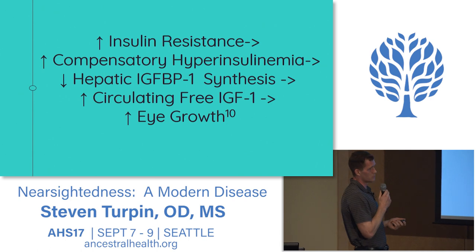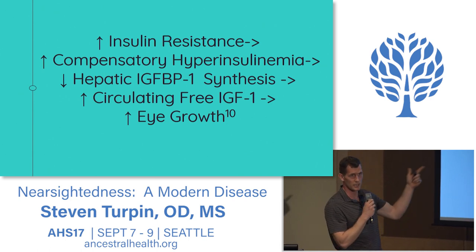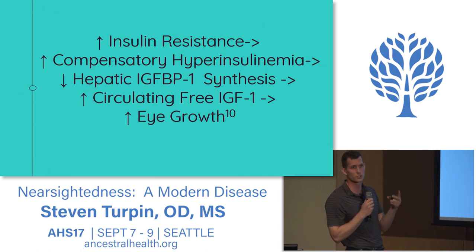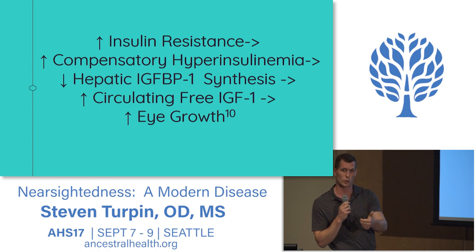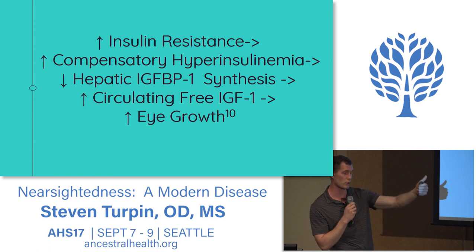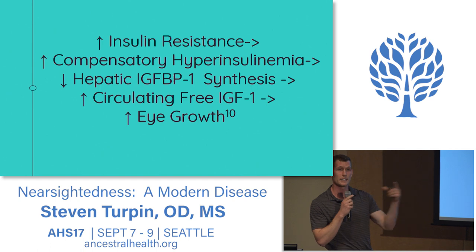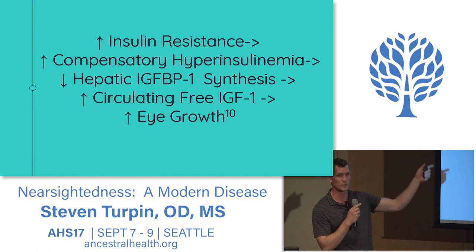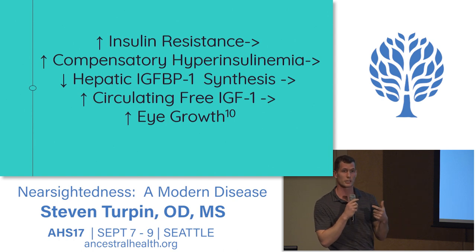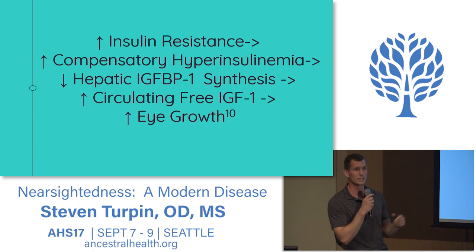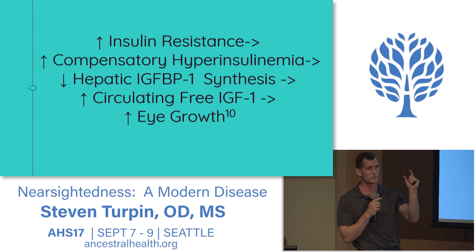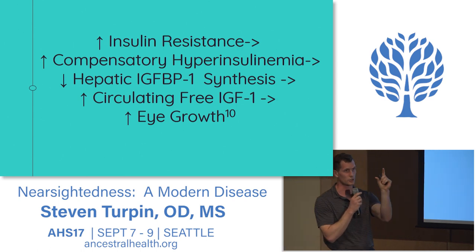And what we've seen in the chick model since this has been proposed is that when you intraocularly inject insulin-like growth factor and insulin, it increases axial length, which goes back to what we were talking about, the eye growing longer. And when you inject glucagon, basically the opposite of insulin, you get either stability or even the eye actually shrinks a little bit.